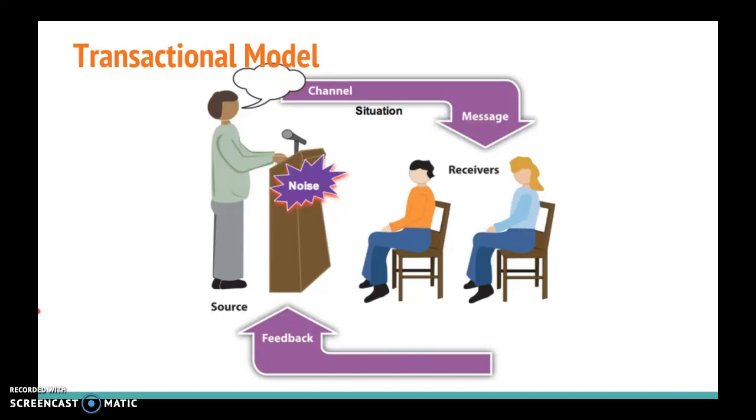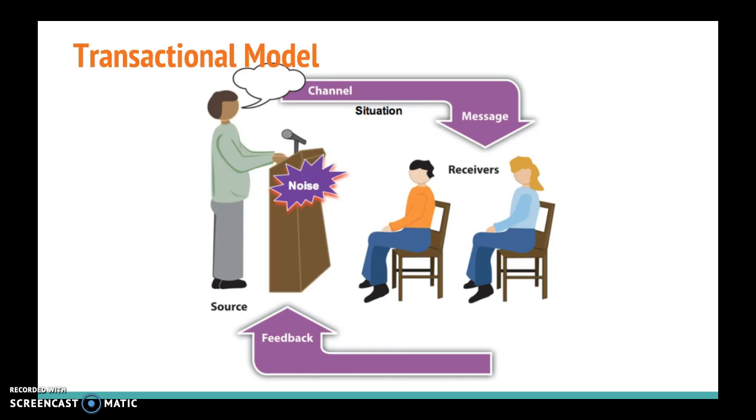So over the years, communication scholars have come up with many different models to try to explain what is happening in a communication setting, what's happening when public speaking is taking place. And your book talks about a few of these different models. They talk about the linear model and the interactional model.